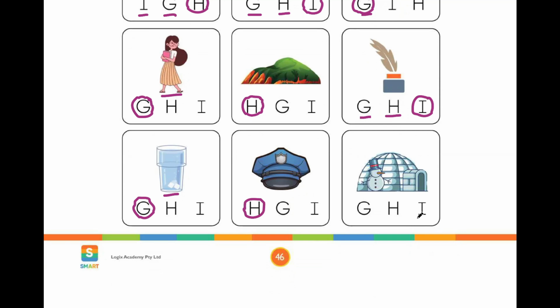Now let's move towards another picture. This is the picture of the igloo, and the first alphabet of the word igloo is I. So G is not the right answer, H is again not the right answer, but I is the correct answer. And the sound of the I is a, igloo, a, igloo.